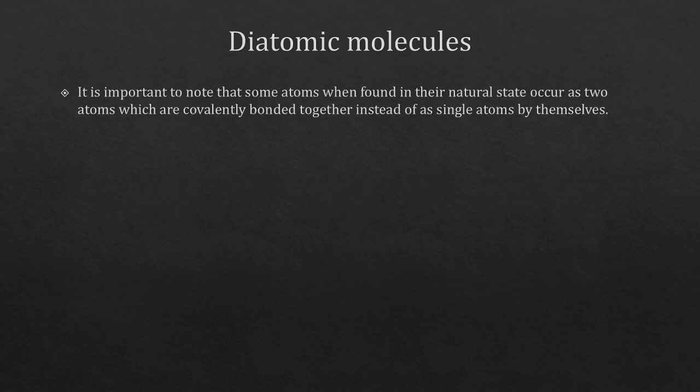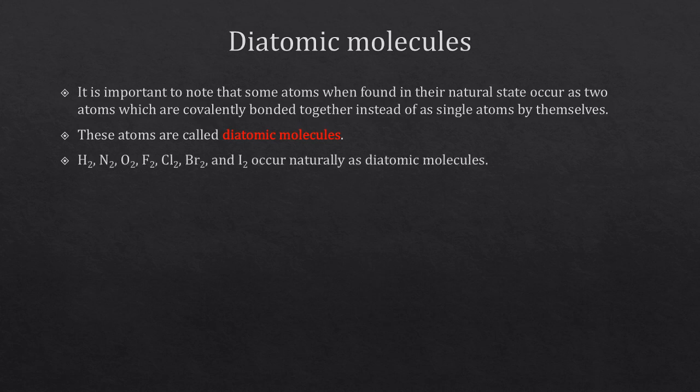So this last conceptual thing before we get to the actual naming process is this thing we mentioned, diatomic molecules. So what am I talking about here? Some of the atoms in the periodic table, when found in their natural state, occur as two atoms which are covalently bonded together instead of single atoms by themselves. I'm pointing this out independently of a very specific example because it comes up practically in a lot of problem solving. So these are called diatomic molecules, and the ones that you need to know, and you should memorize these, are hydrogen, nitrogen, oxygen, fluorine, chlorine, bromine, and iodine.